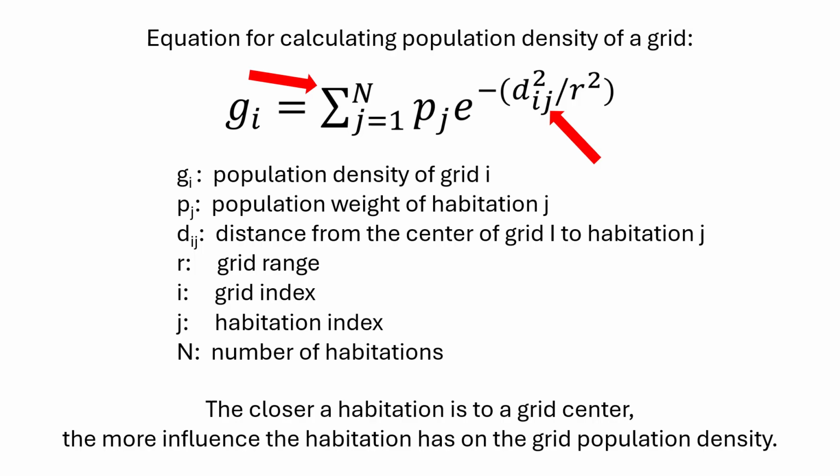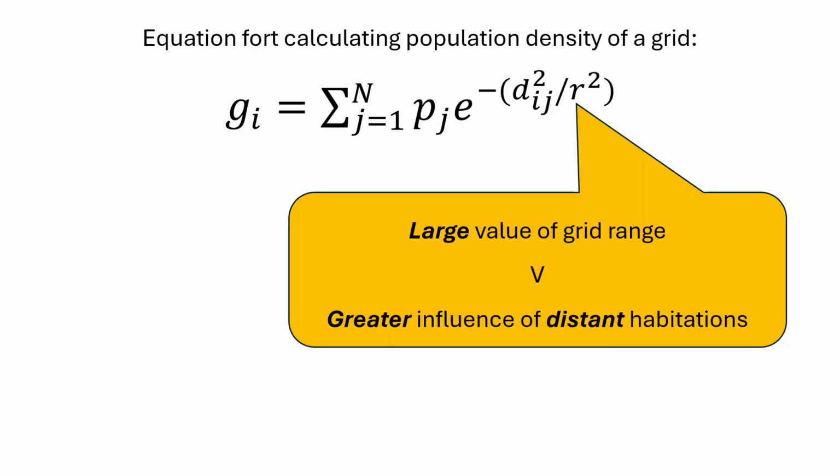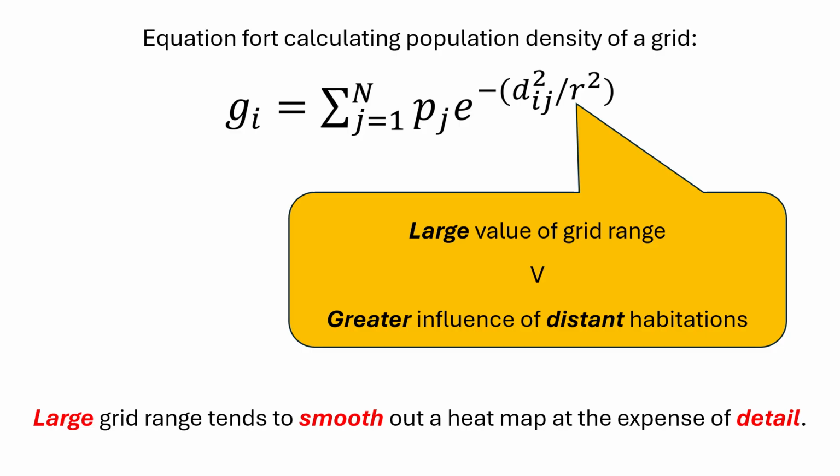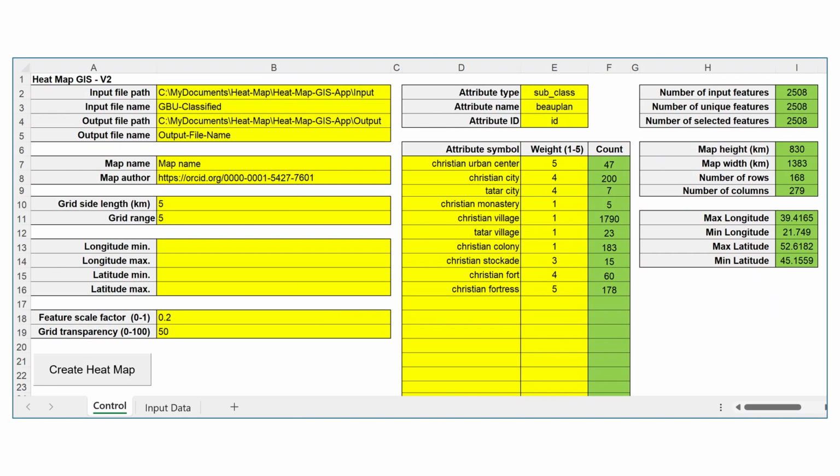But before proceeding, we need to examine what effect grid range has on the calculation. How this works is that a large value of grid range means a greater influence of distant habitations. So large grid range values tend to smooth out a heat map at the expense of detail, as we will show shortly. Now we can get on with explaining how the Heatmap GIS app works.